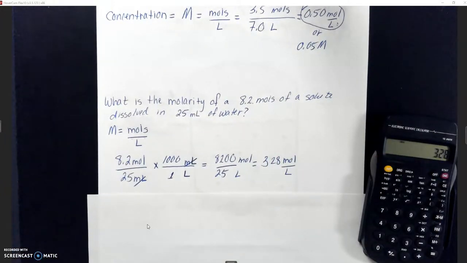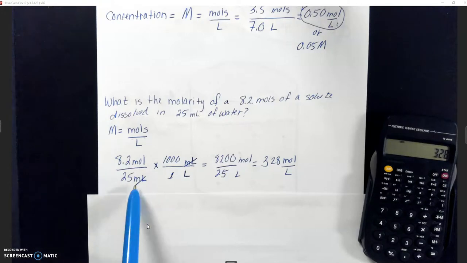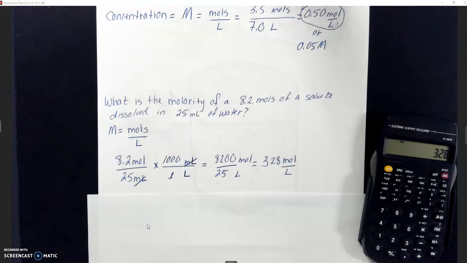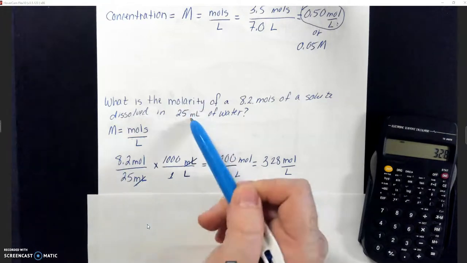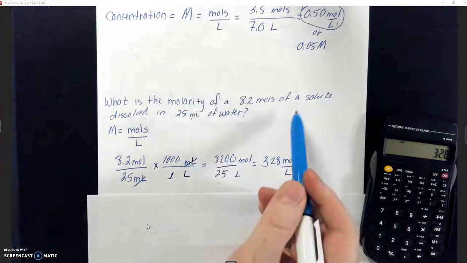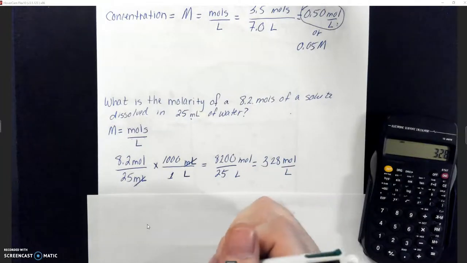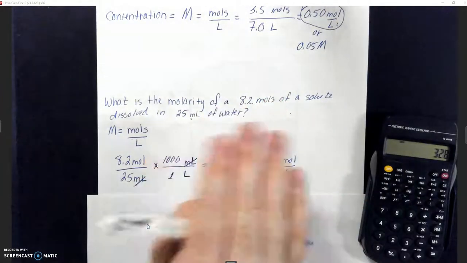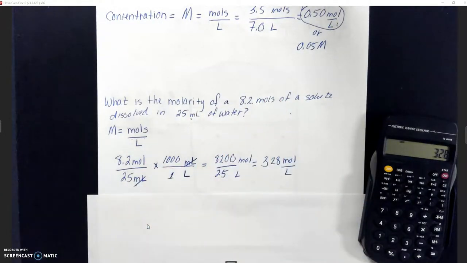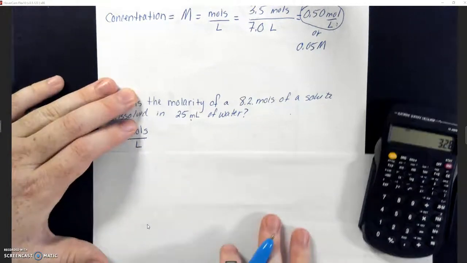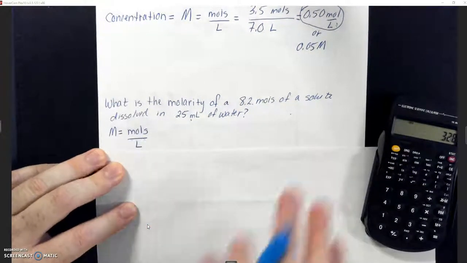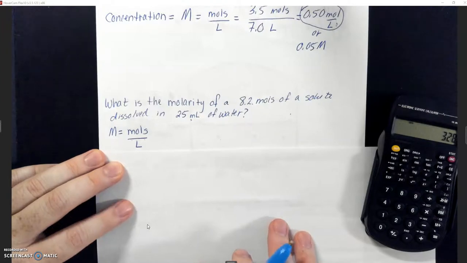Now I did it in such a way where I did the conversion between milliliters and liters all in one step. Some of you guys might have had the idea to do the milliliters to liters conversion off to the side first and then plug in, and that's totally fine. You would have gotten the same answer. In fact, I'm going to go ahead and show it to you that way as well, so that you can see that both ways will give you the same answer.